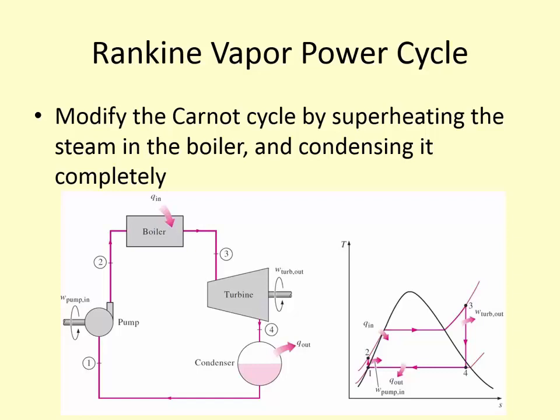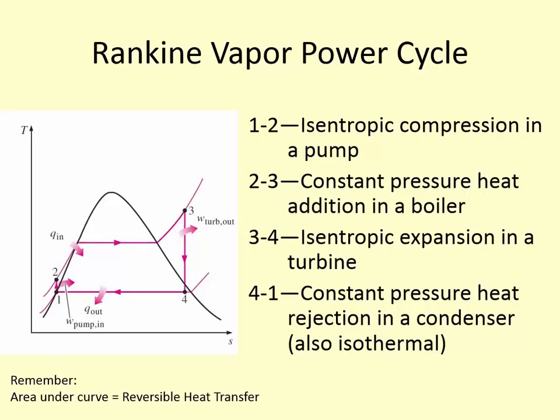Okay, so we've altered the cycle. This is called the Rankine vapor power cycle, and it's one that comes up a lot in thermodynamics. There are modifications to this cycle that make it even more efficient that we'll touch on at the end, and then we'll talk about it in the second semester of thermo as well. Okay, so state 1 to 2 is isentropic compression in a pump.